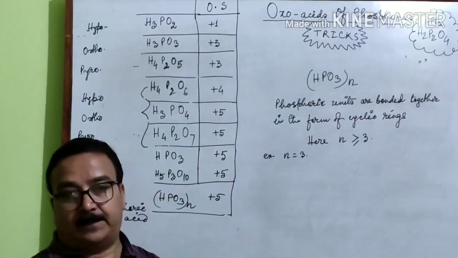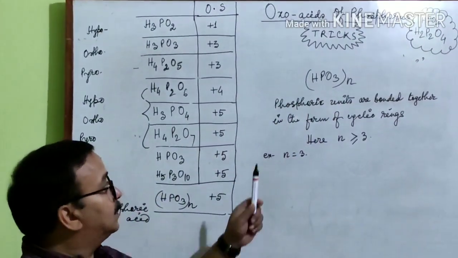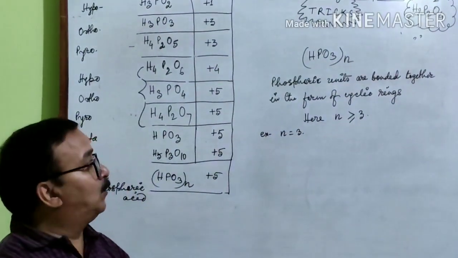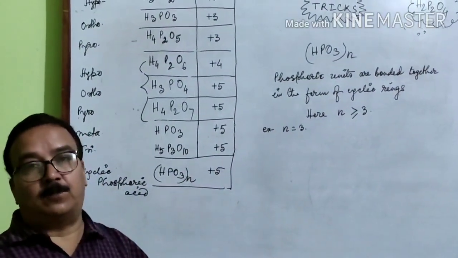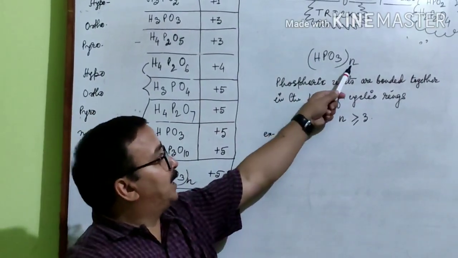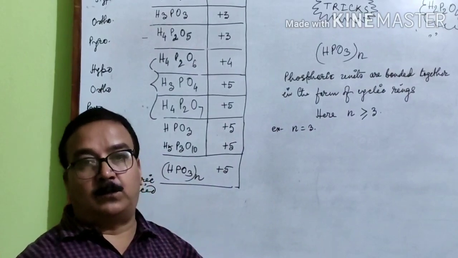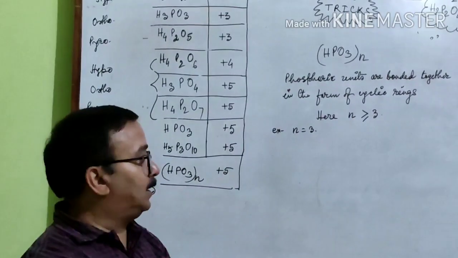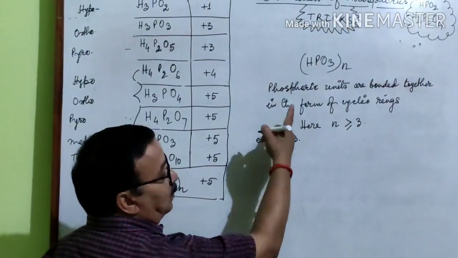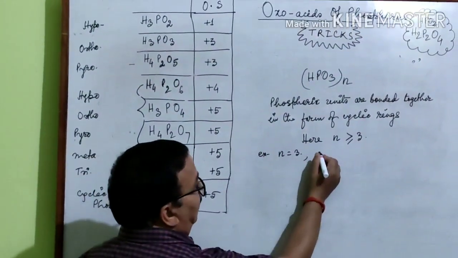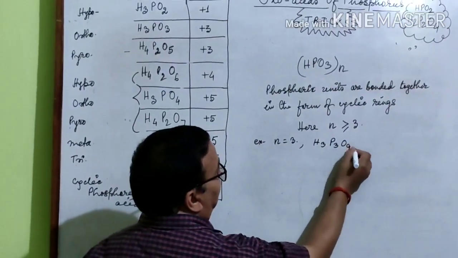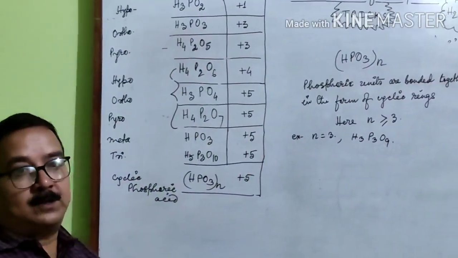(HPO3)n. So it is actually phosphoric units which are bonded together in the form of a cyclic ring. The value of n is either equal to 3 or more than 3. Let us take an example. n equal to 3. Then what will be the formula? The formula will be H3P3O9. So how to draw the structure?